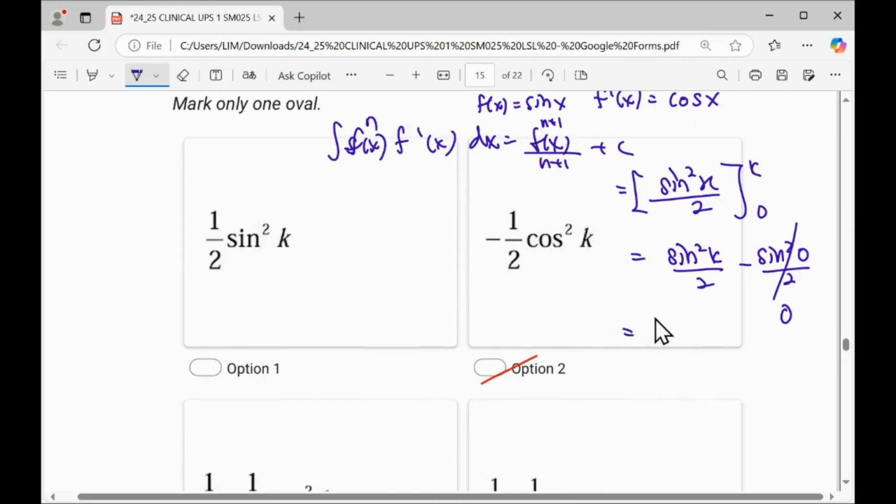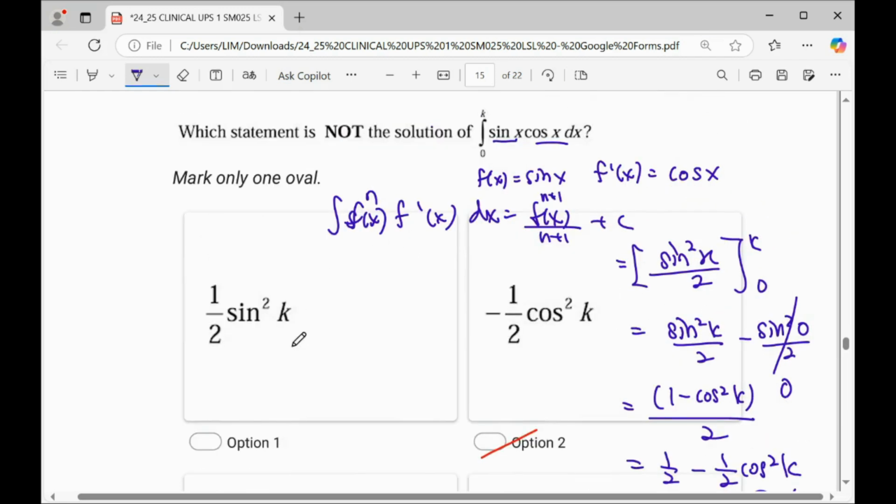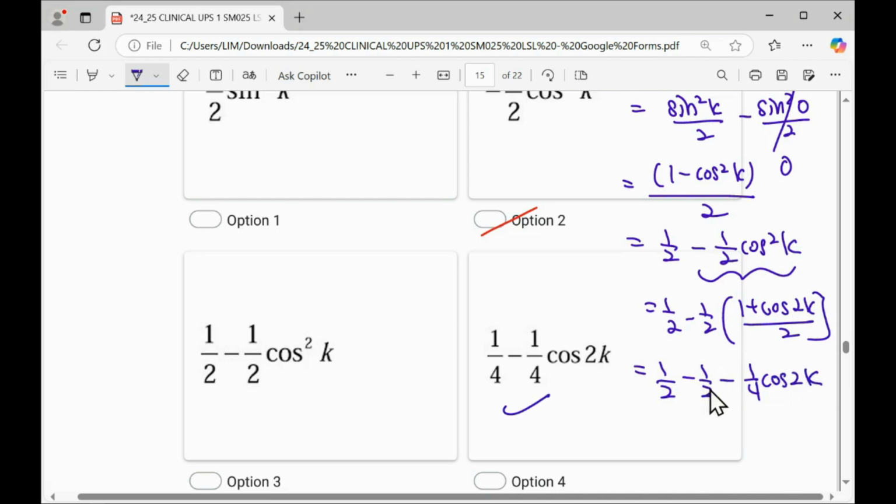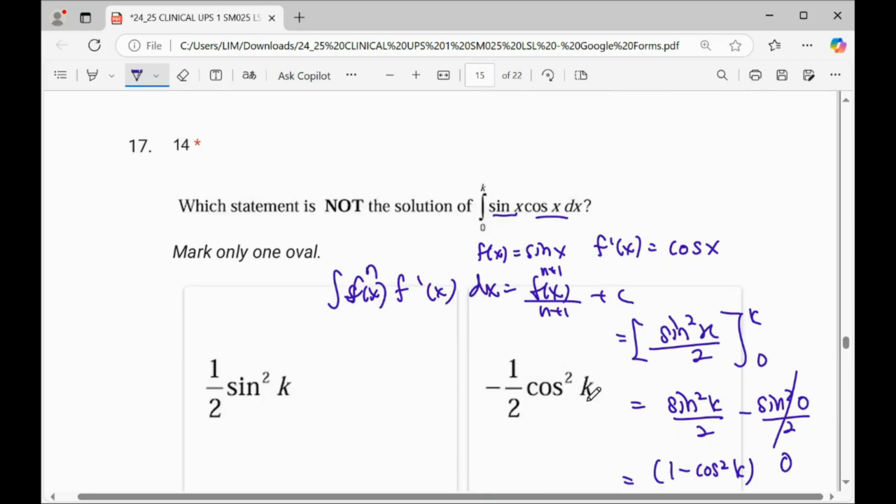One more thing we can do is change sine squared using the identity, which is 1 minus cos squared k, over 2. So 1 over 2 is our constant. So here we have our options. They ask which statement is not true. So this is our answer, and this one is also our answer. And if you double the angle, it can give you 1 over 4. So if cos squared becomes the double angle, it will become 1 plus cos 2k over 2. So here we have 1 over 2 minus 1 over 2, then minus 1 over 4 cos 2k. 1 over 2 with 1 over 2, this is 1 over 4. Alright, so that is our final. So this is not an option of our solution.